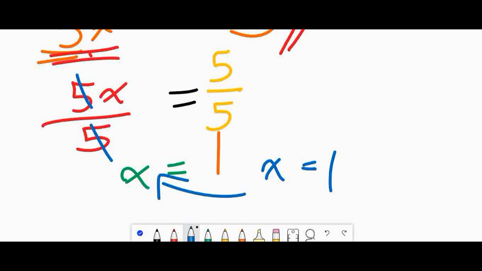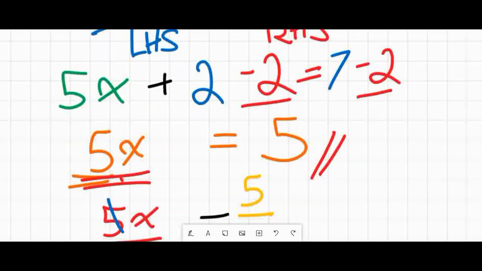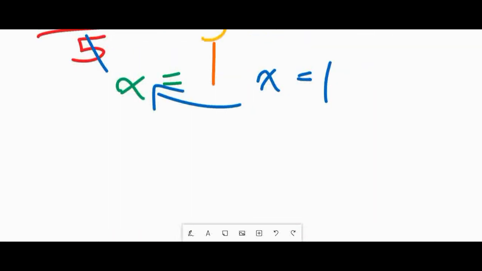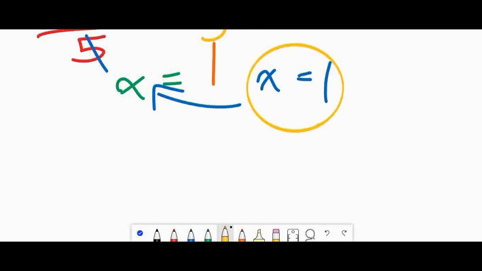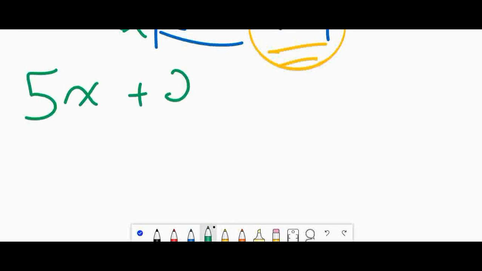So now that we got our answer, we just did this by doing a bunch of work of balancing it out. Now that we got our answer of x is equal to 1, how do we actually know whether we got it correct? In linear equations or any other equation, we do this method called substitution, where we put this value into the equation to see if it actually works. So now I'll go back to our equation. 5x plus 2 is equal to 7. What if x is equal to 1? Will this value satisfy the equation?